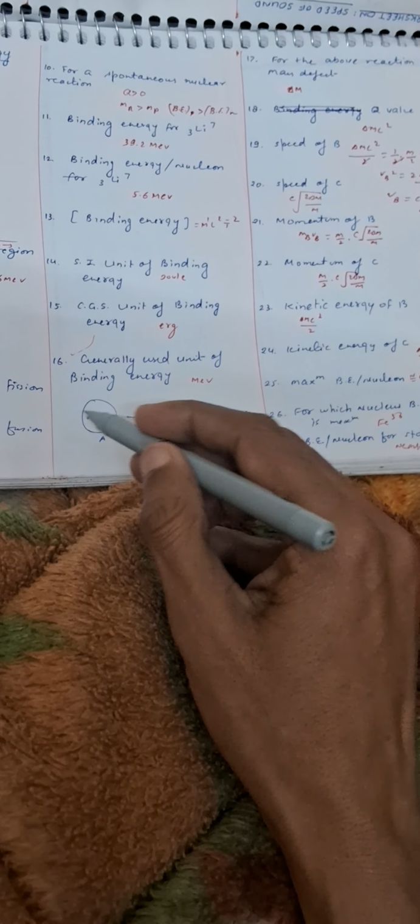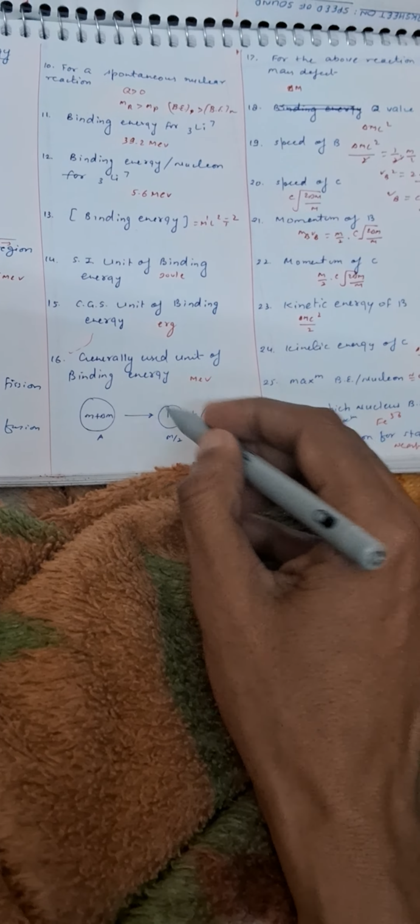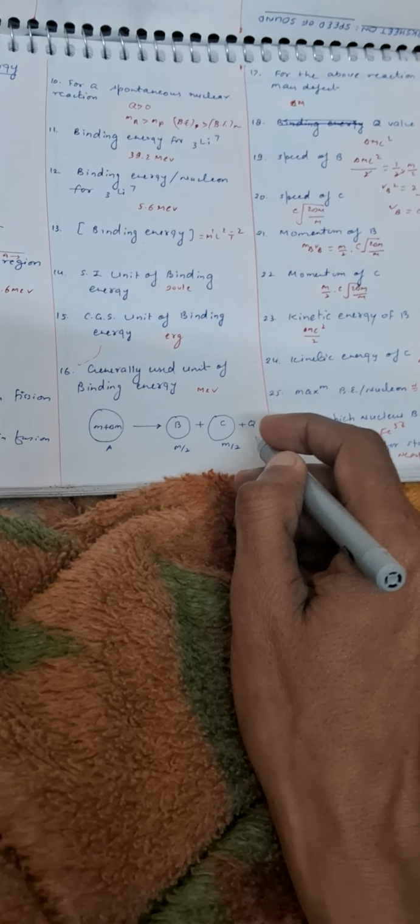Now there is a question that a nucleus of mass m plus delta m dissociates into two daughter nuclei having mass m by 2 each, and it releases an amount of energy, so the Q of the reaction is Q. Then, for the above reaction, find the mass defect. So mass defect is the difference of mass of reactant and product. So it is delta m. Next is the Q value. So it is delta m c square.